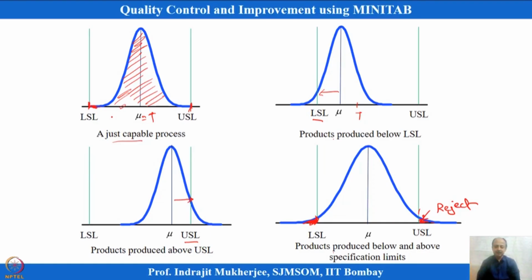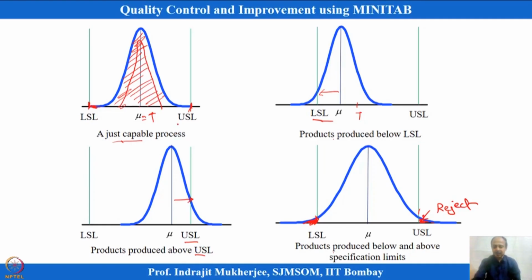So, this scenario is just capable, and the capability will be much less as compared to this one, and there will also be less capability over here. Okay. So, the most suitable scenario is that I am hitting the target and my variability is also less. So, that is the scenario we are looking for over here.